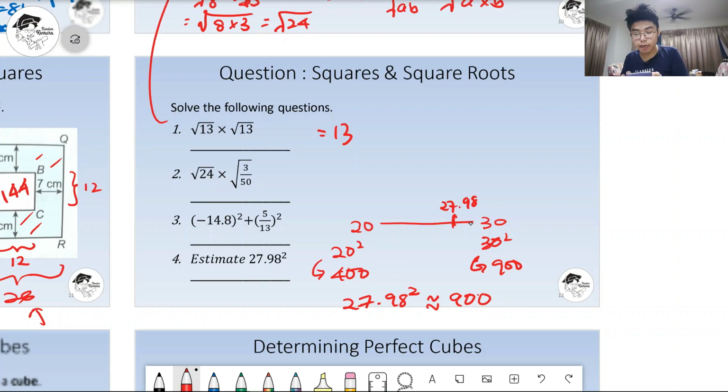Let's find out the number that is actually correct. It's going to be 782. The correct answer is 782.88. So it's very close, closer than 400. So that's all for our square roots.